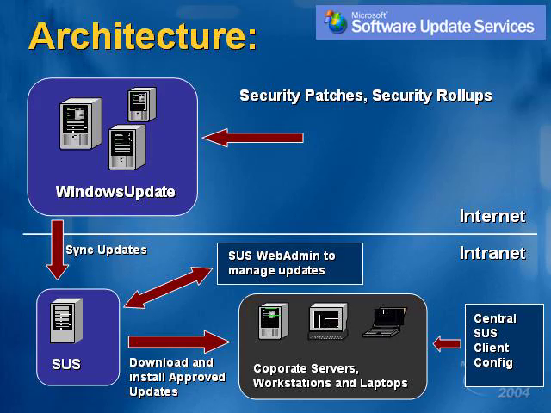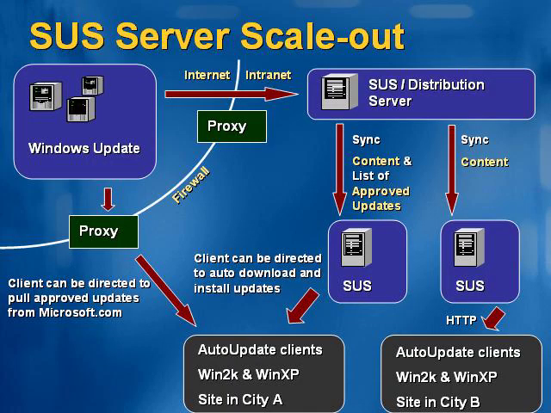When security patches and security roll-ups are released by Microsoft, those are published, of course, through the internet via Windows Update, and those can be pulled down to your local SUS server. The SUS web admin allows you to manage those updates on that SUS server. As long as you deploy clients to your servers, workstations, and laptops, based on what you dictate, those machines will download and install those approved updates.